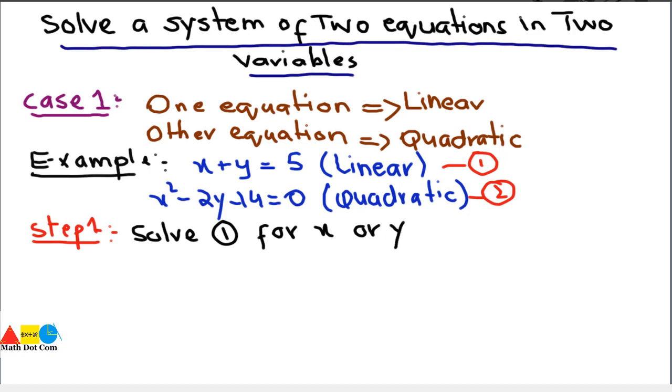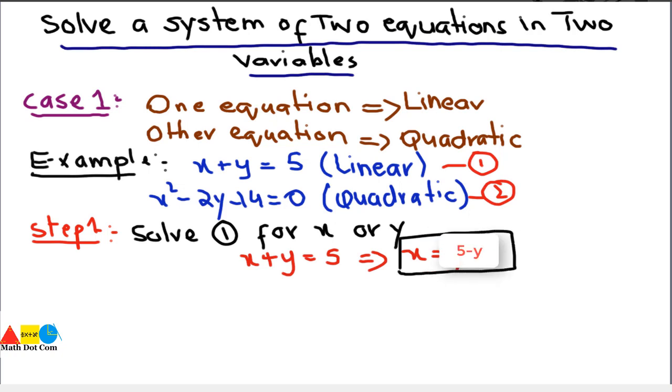Let's see how. You have x plus y equals 5, and this equation can also be written as x equals 5 minus y. This is the equation of x in terms of y. This is equation number 3. So we have got three equations.